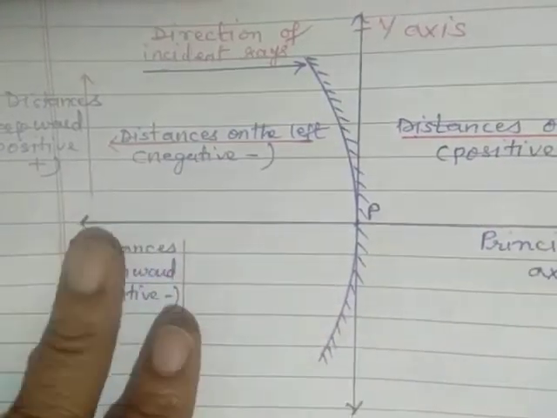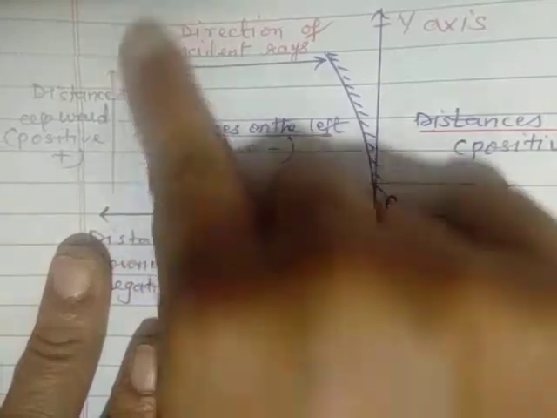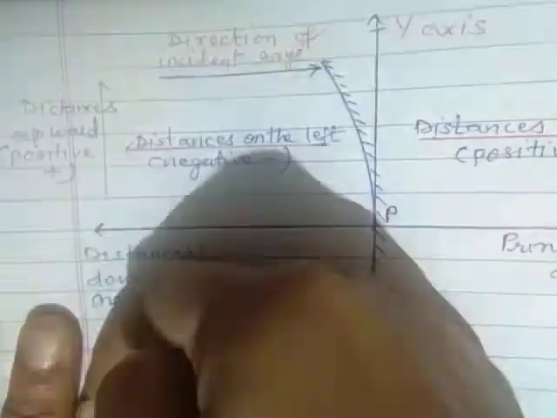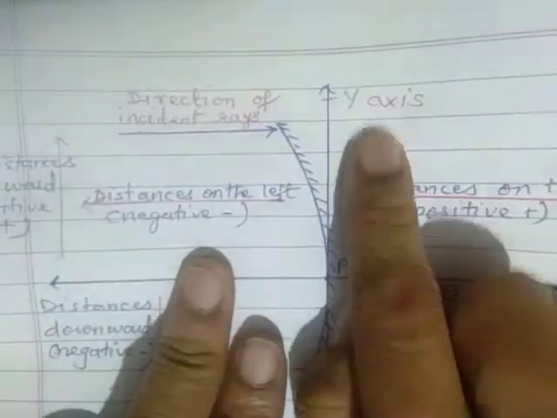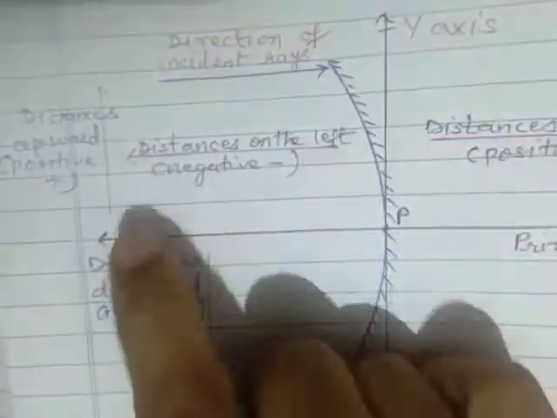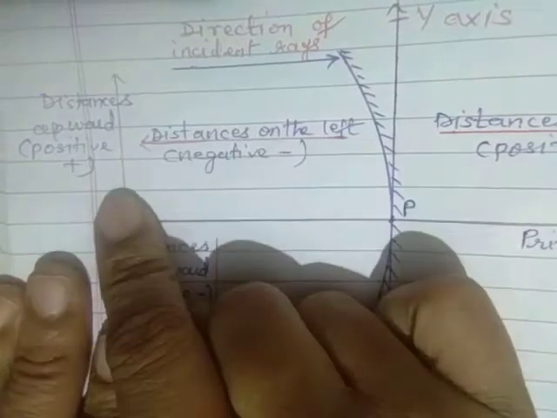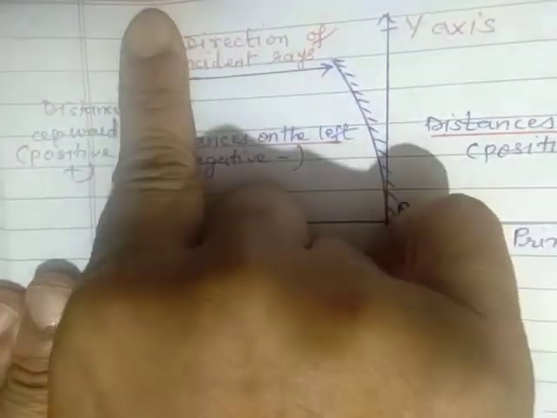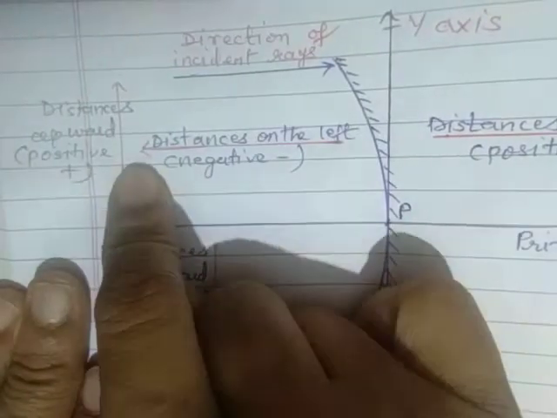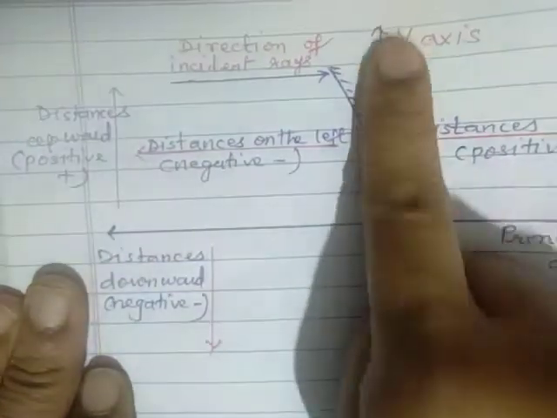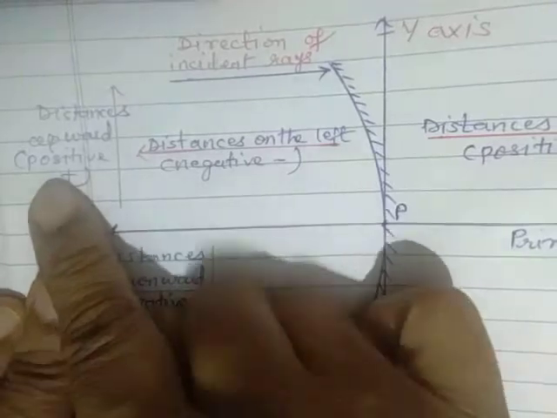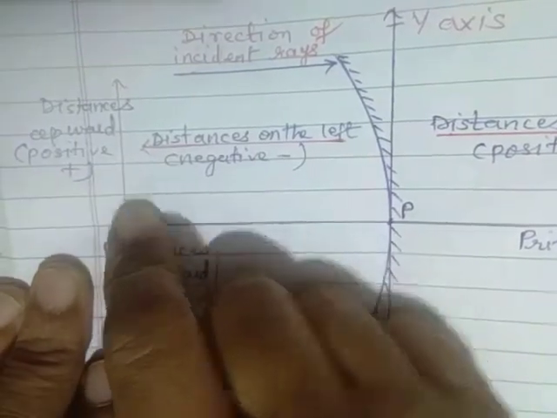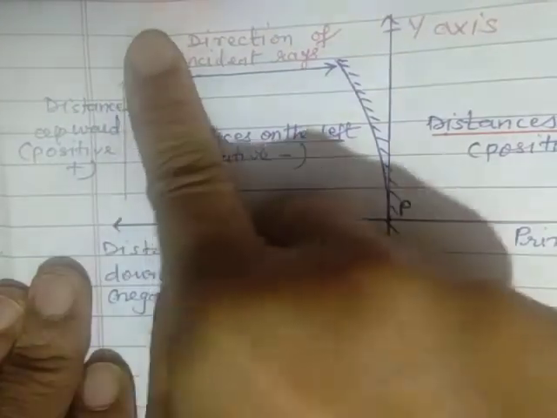Now the distances which are taken in the upward direction. You know that the upward or downward direction is our y-axis. So whatever distances there are of the object or of the image which are in the upward direction are always taken as positive, because the y-axis in the upward direction is positive. Therefore any distances are taken as positive if they are in the upward direction.